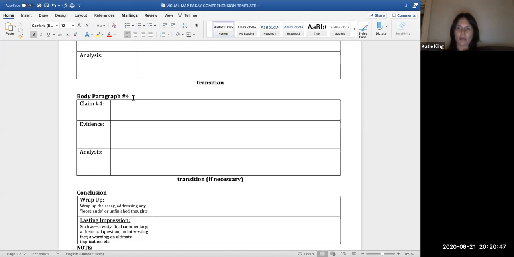Then you get to the conclusion. And the conclusion does 2 things, right? Where every other paragraph in this essay does 3 things, the conclusion does 2. The conclusion wraps up and leaves a lasting impression. So a lot of people, when they see conclusion, they think restate the thesis. And I'm going to tell you again right now, do not restate the thesis.